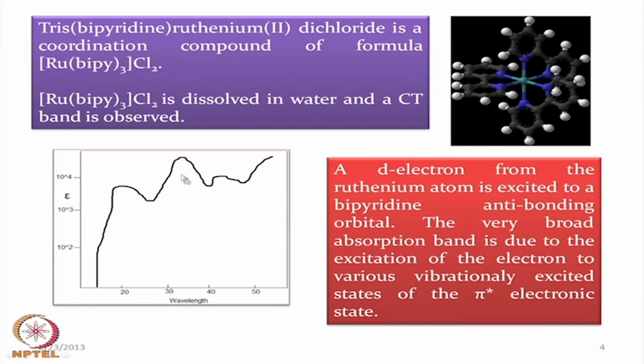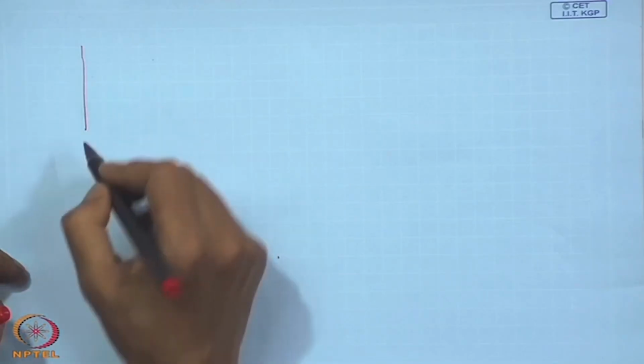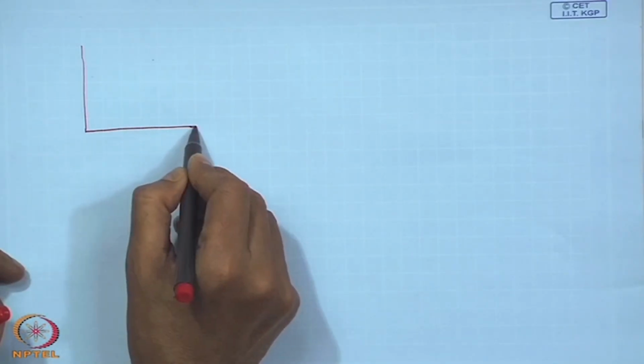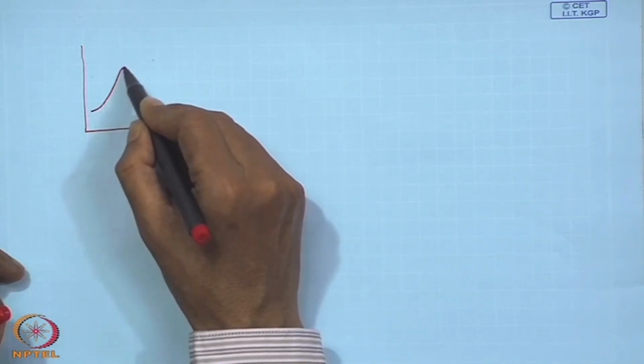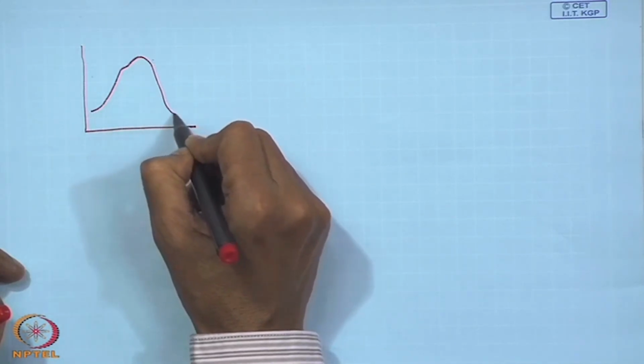So, we have mostly a very broad absorption band. Several closely spaced other levels are also available, due to the excitation of electron to the various vibrationally excited states of the pi star electronic state. Why is this particular signal broad? Because whenever we have a particular electronic transition, it is basically structured and broad.